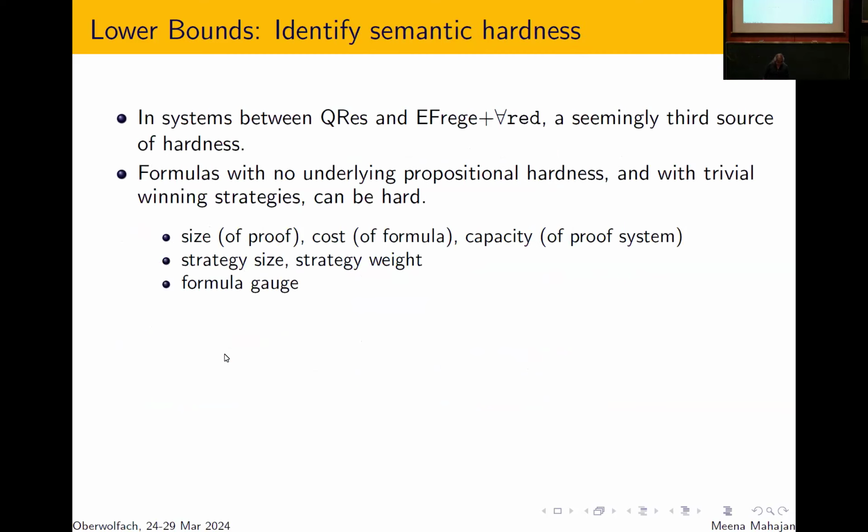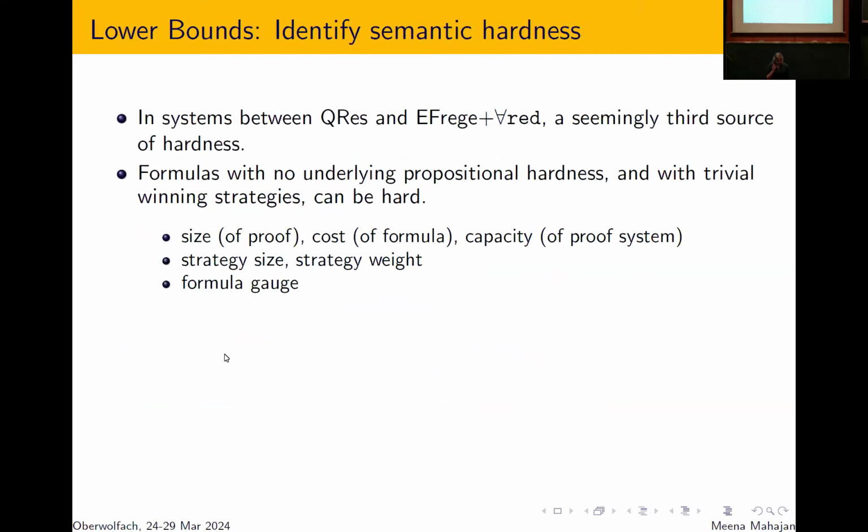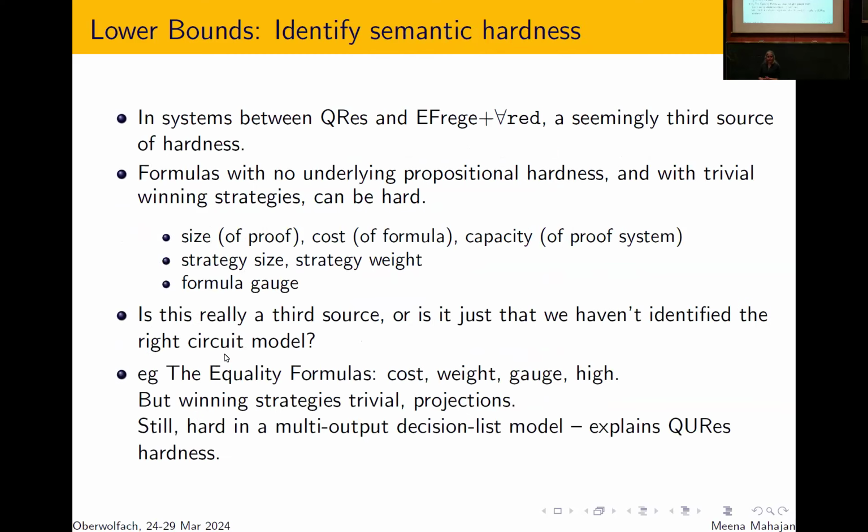Let me skip what is going on here. Size width. Maybe we'll come back to that later. Semantic hardness: there has been some attempt to identify semantic hardness because there have been situations where the counter models are completely trivial. It's not that the counter models are hard to compute computationally, and there is no underlying propositional hardness at all, but they are still hard in the system QU-Res.